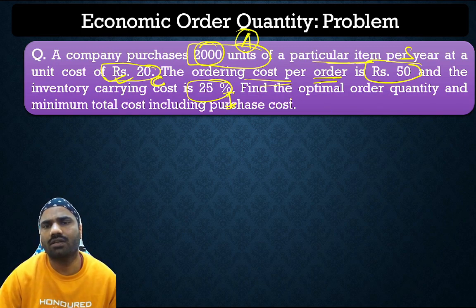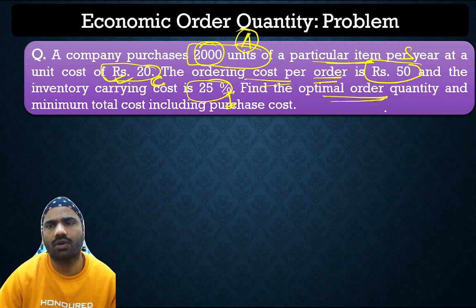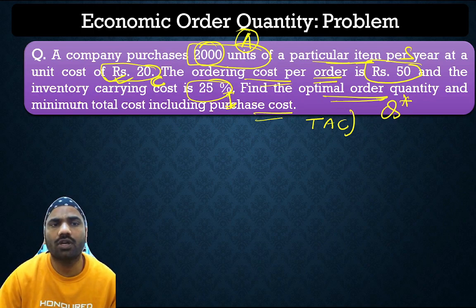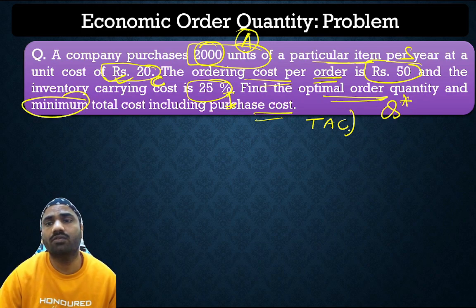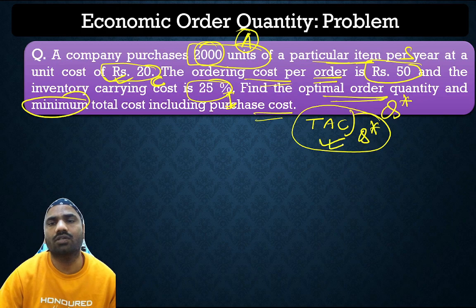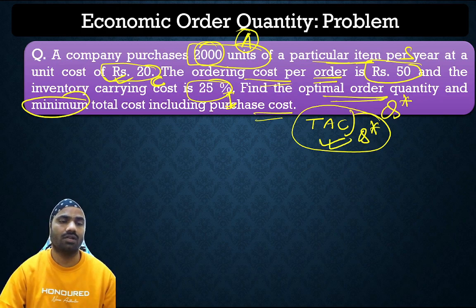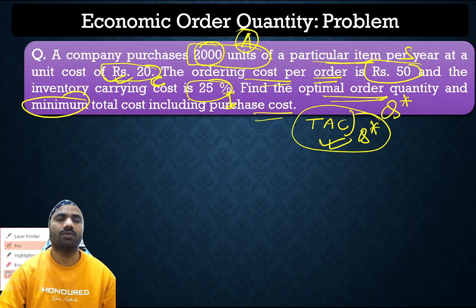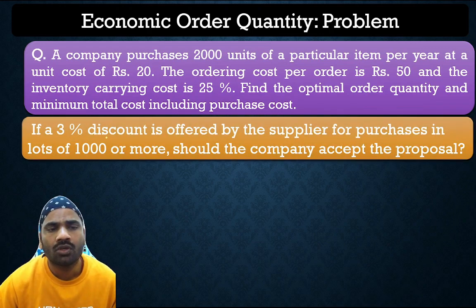Next we have to find the optimal order quantity. So we have to find Q star and the minimum total cost including purchase cost. So we have to find total annual cost, and it is saying that we have to find the minimum value. So minimum will be at Q star. So we have to find Q star, and also we have to find total annual cost at Q star. Very easy question. We can solve this particular question very simply.